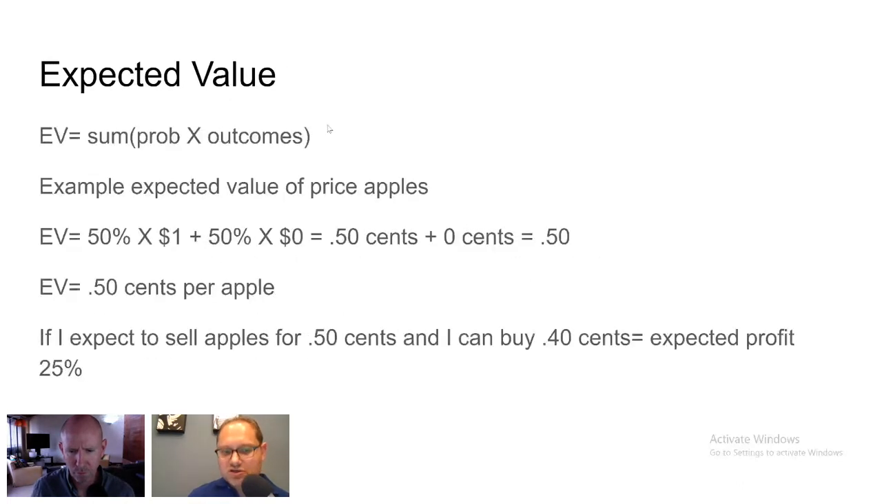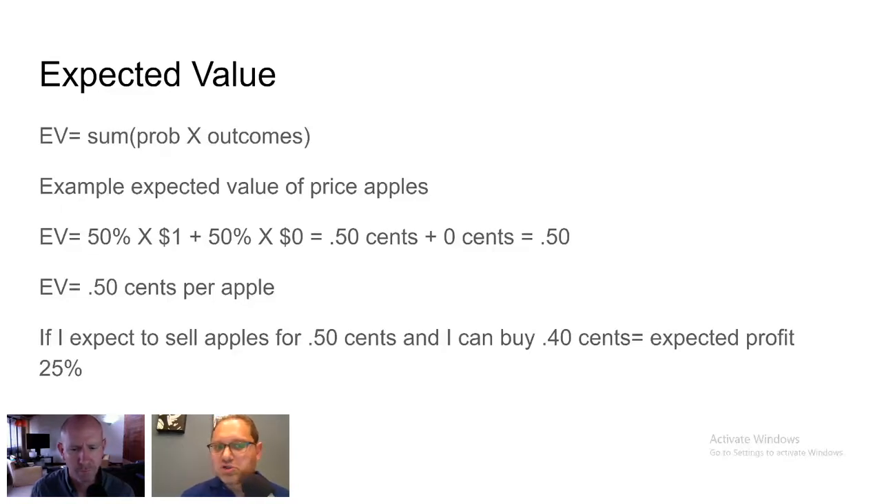So if your expected value is 50 cents per apple, and you go to the farm and you could buy them for 40 cents, then you're expecting a 10-cent profit or a 25% return. That's a simple way of explaining expected value. Does that make sense? Yeah.